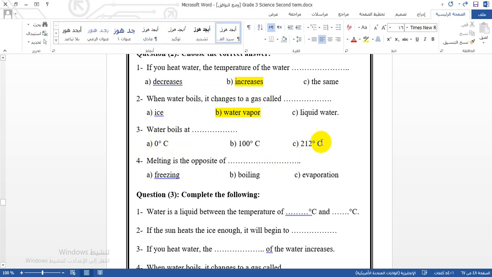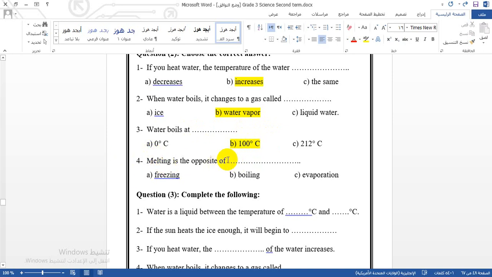Water boils at which degree of them here? 212 Celsius degree. If they write Fahrenheit here, it will be correct, but 212 Celsius degree is wrong, so you have to write 100 Celsius degree. This is the correct answer. At 100 Celsius degree, the water begins to change to water vapor, or starts to boil. The water starts to boil at 100 Celsius degree.